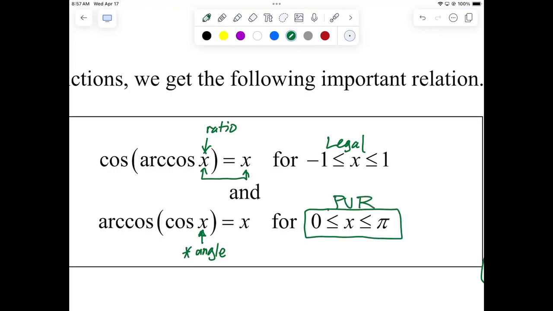If that angle you start with lives in the PVR, you're in luck. Those are the boring ones, right? I tend not to like those because they're too boring. But if it's not in the PVR, you do exactly what we just did for arc sine. You just do it for arc cosine. You look to see where the angle x lives. You find the reference angle.